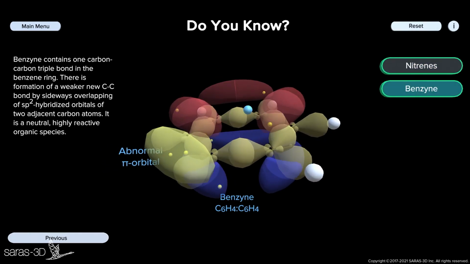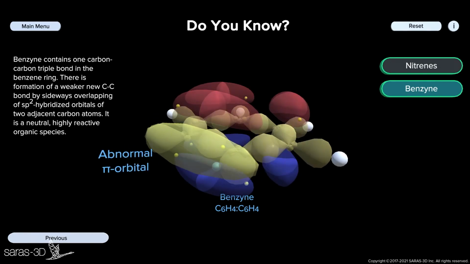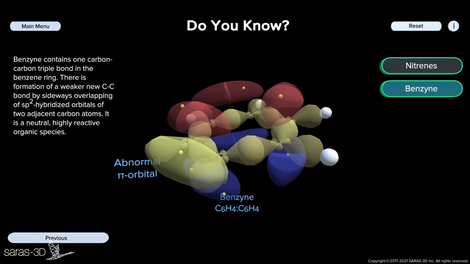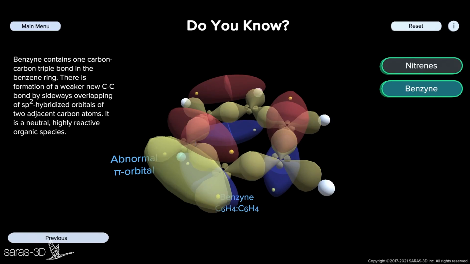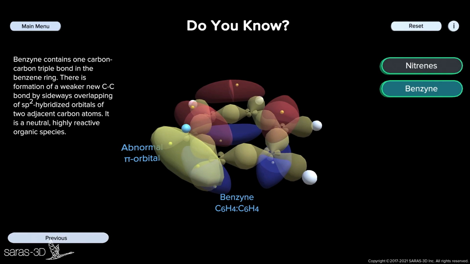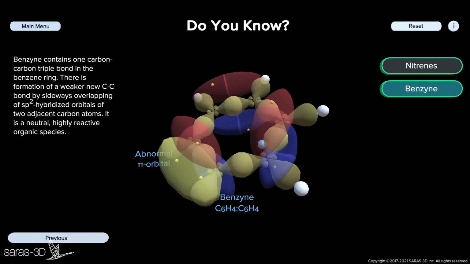Now this is the structure of benzyne. Benzyne contains one carbon-carbon triple bond in the benzene ring. There is a formation of a weaker new CC bond by sideways overlapping of sp2 hybridized orbitals of two adjacent carbon atoms. So here we have got one carbon atom and this is the other carbon atom. This is the sp2 hybrid orbital of this carbon atom, and here is one sp2 hybridized orbital of this carbon atom. Sideways overlapping takes place between these two sp2 hybridized orbitals of these two adjacent carbon atoms, and this gives rise to the new CC bond. That is why benzyne contains one carbon-carbon triple bond, because of the formation of a weaker new CC bond, formed due to the sideways overlapping of sp2 hybridized orbitals of these two adjacent carbon atoms. Now, benzyne is a neutral, highly reactive organic species.